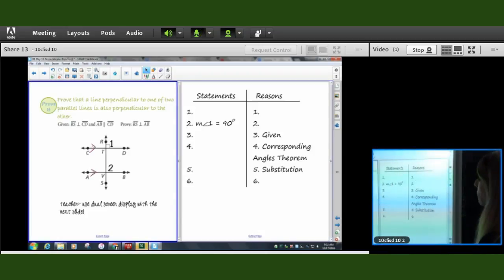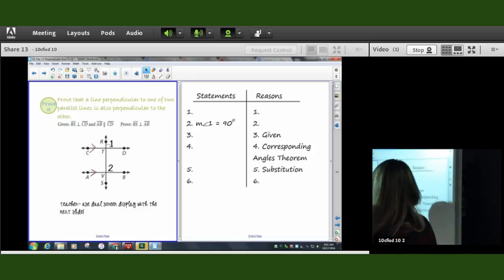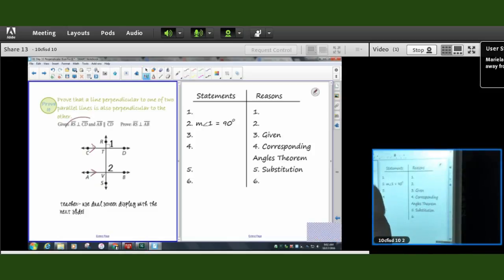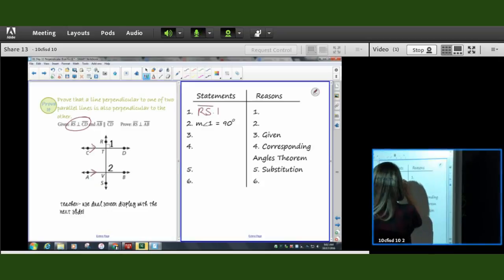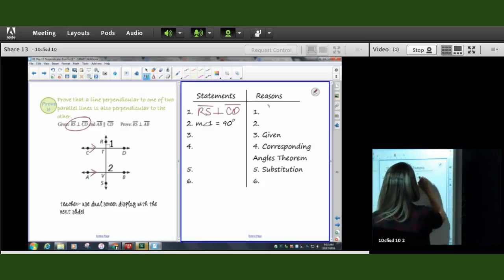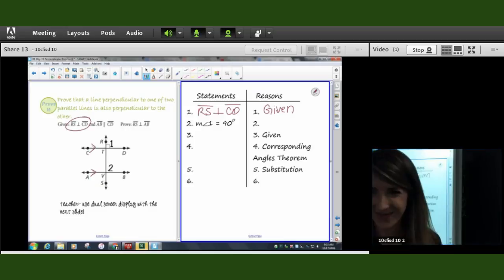So here's what we're going to do. When you do a proof, you always start with the given. Given segment RS is perpendicular to segment CD. What is the reason? It is given to us, handed on a silver platter, there you go.